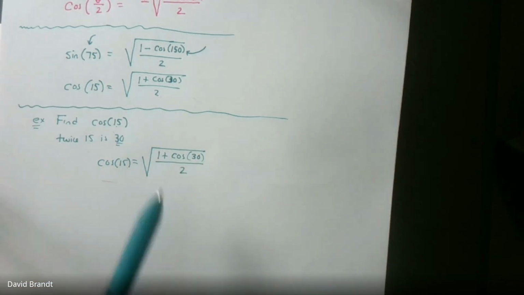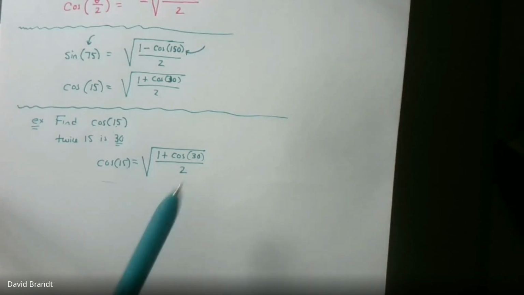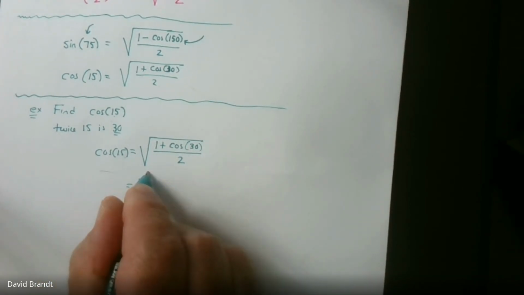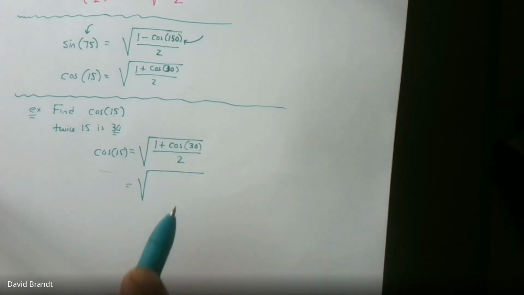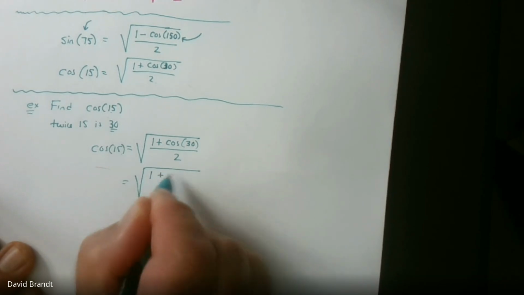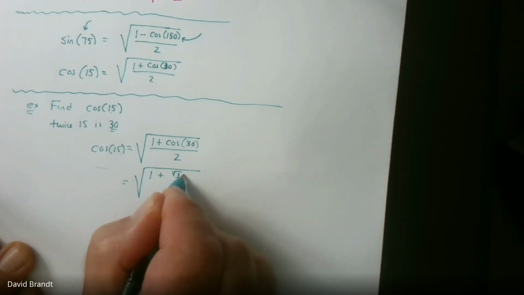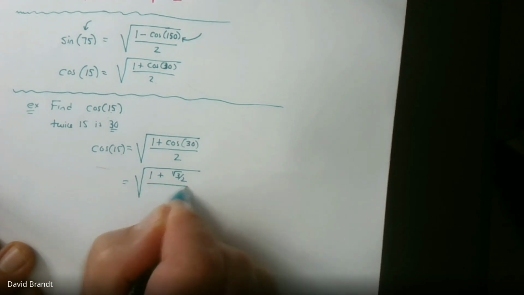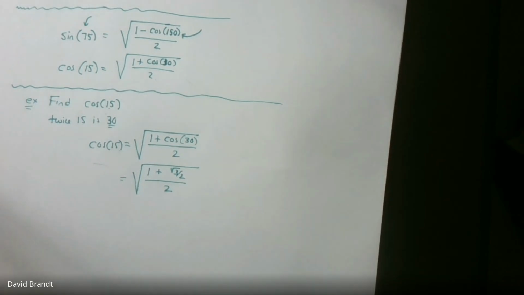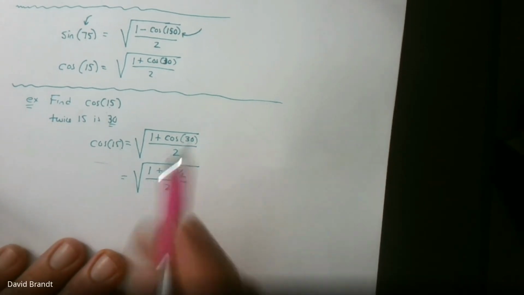Can we evaluate this side? Do you know what cosine of 30 is? Yes, you do. Look on your unit circle, look up 30 degrees, and what is cosine of 30 degrees? Cosine of 30 degrees is root 3 over 2. All right. Now, this is a mess. I don't like that. You don't either.